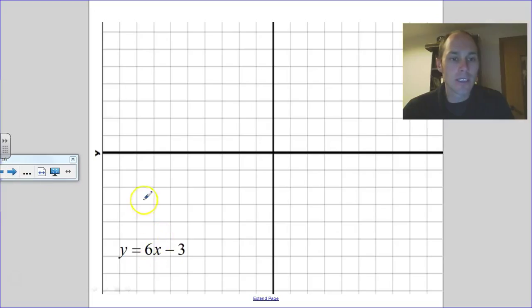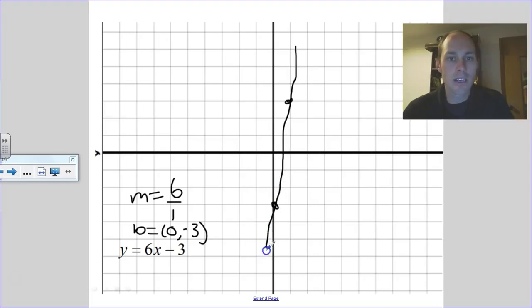So slope is 6. Intercept 0, -3. I can graph that at -3. Slope of 6 over 1. So you can kind of see how this is a shortcut. Well, it's really a curvy line.